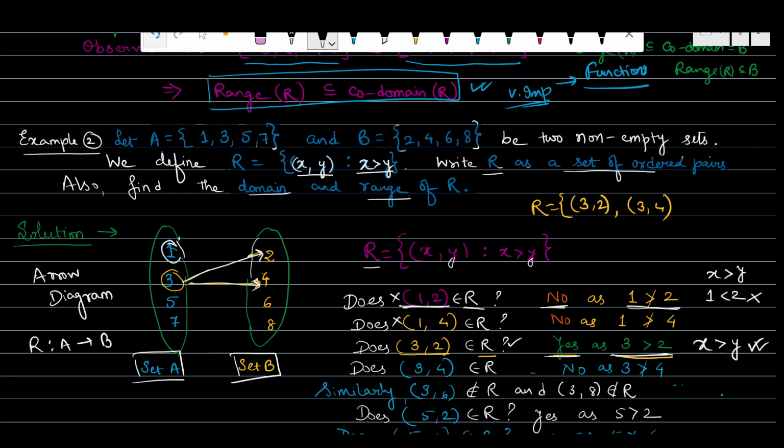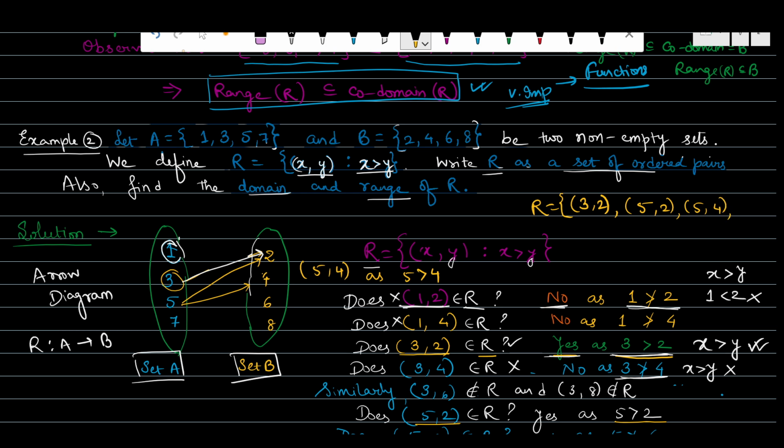Is (3, 4) possible? No. Why? As 3 is less than 4, so the x greater than y condition fails here. So we cannot take an arrow from here. Similarly (3, 6) is also not possible and (3, 8) is also not possible. Can we take (5, 2)? Yes, as 5 is greater than 2. Similarly, can we take (5, 4)? Yes, we can take (5, 4) as 5 is greater than 4, which satisfies this condition. So basically we will have R with first elements (3, 2), then (5, 2), (5, 4).